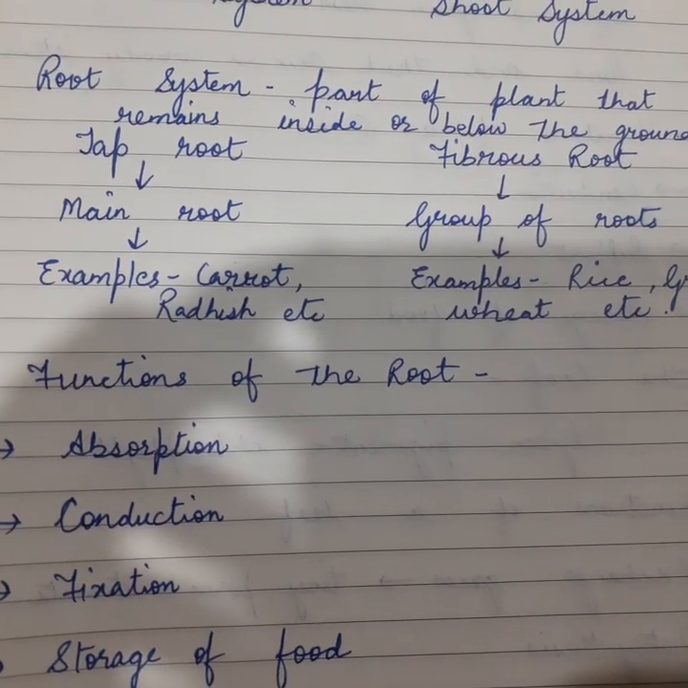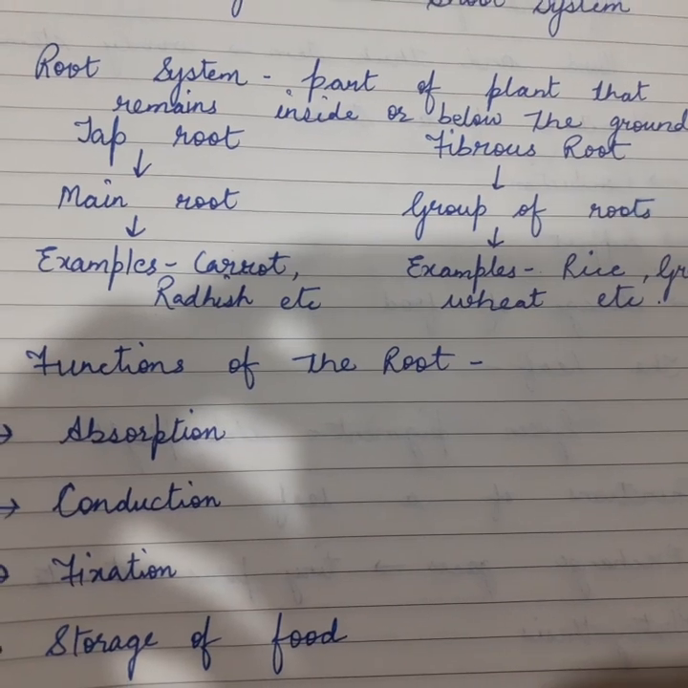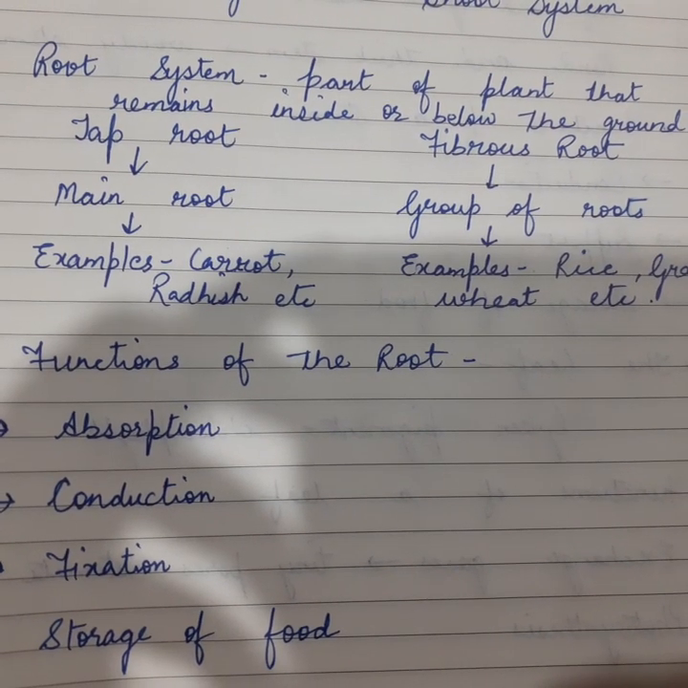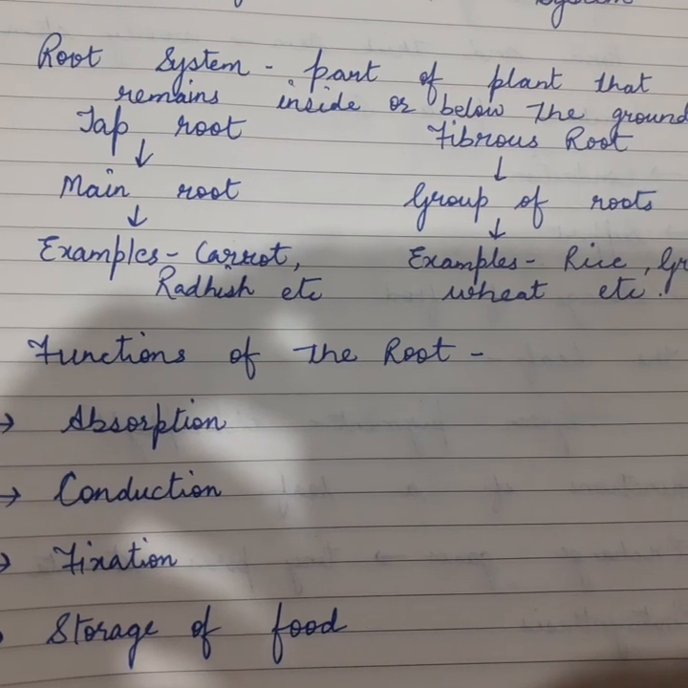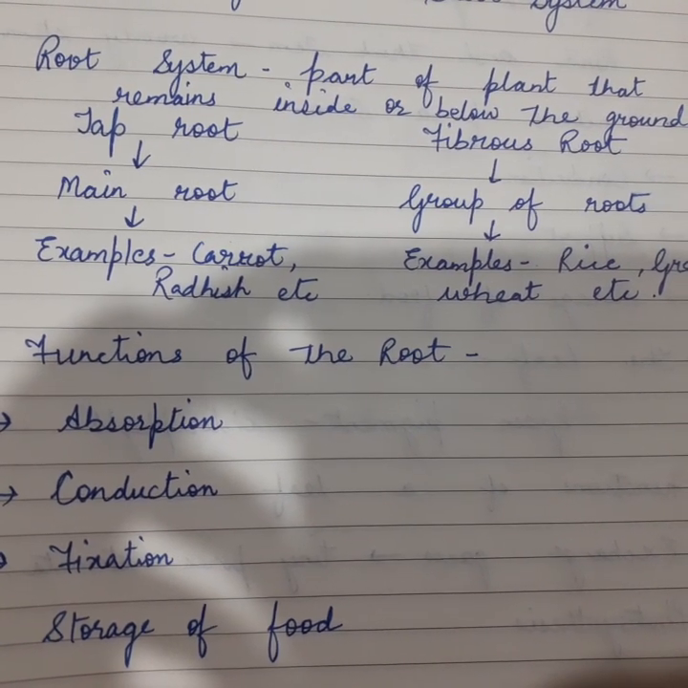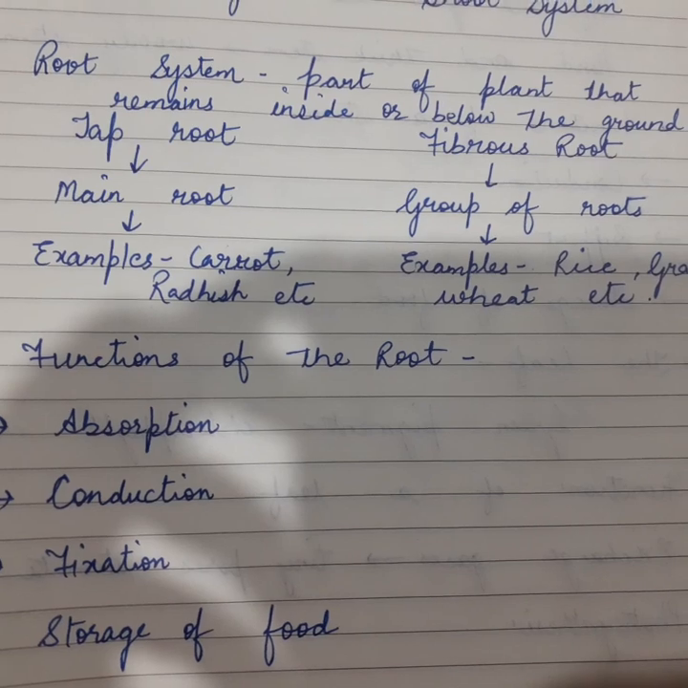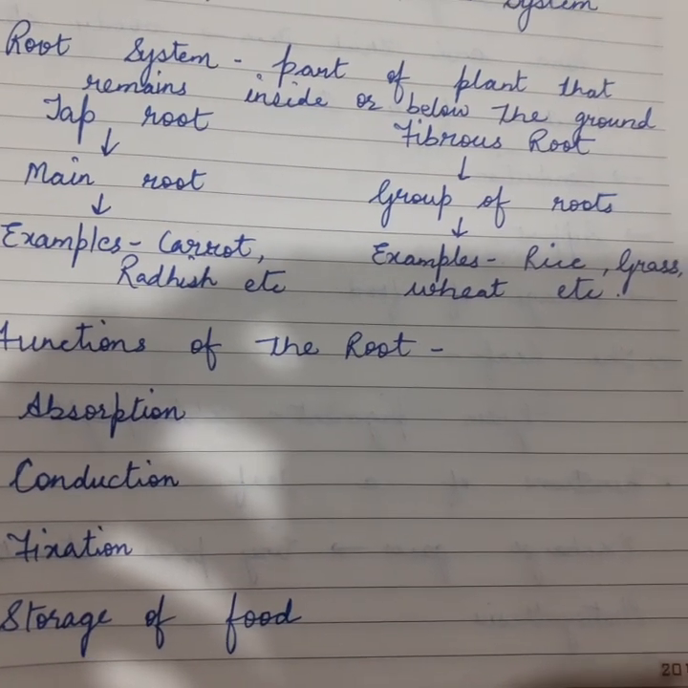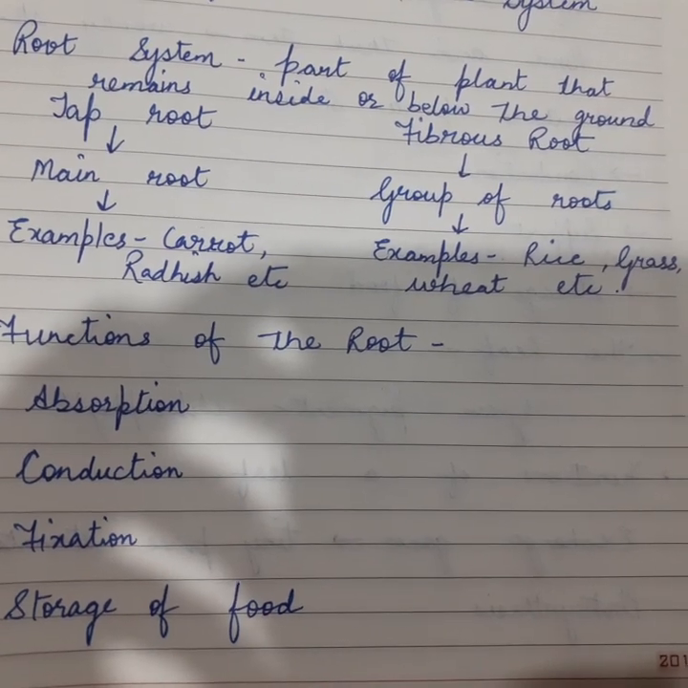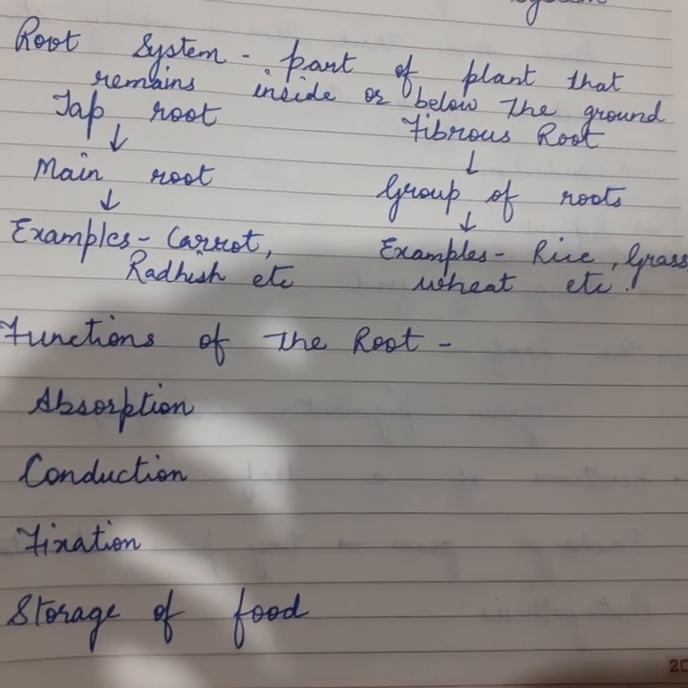There are mainly two types of roots. First is taproot and second is fibrous root. Taproot is the main root. For example, carrot, radish. Fibrous roots are the group of roots. For example, rice, grass, wheat, etc.